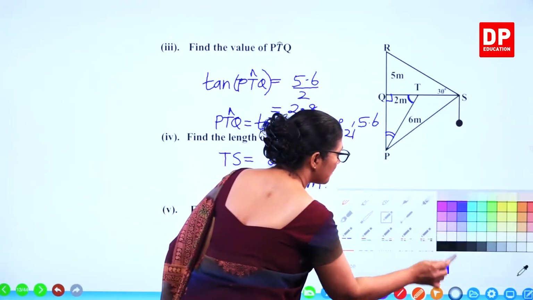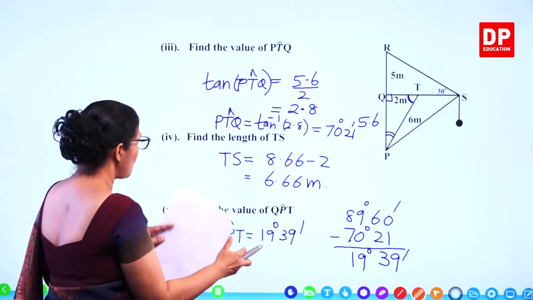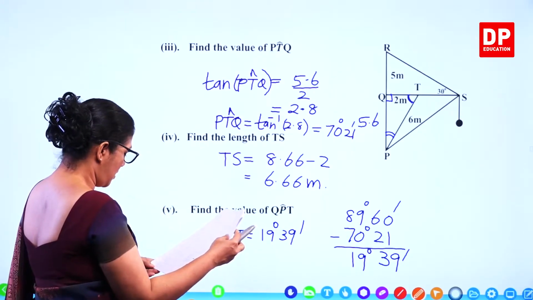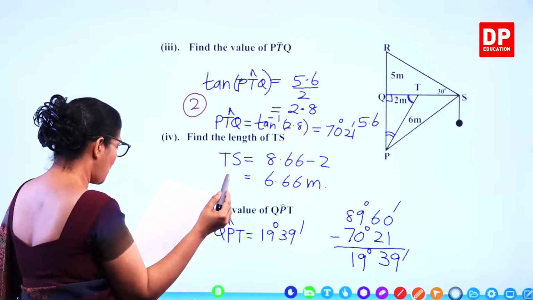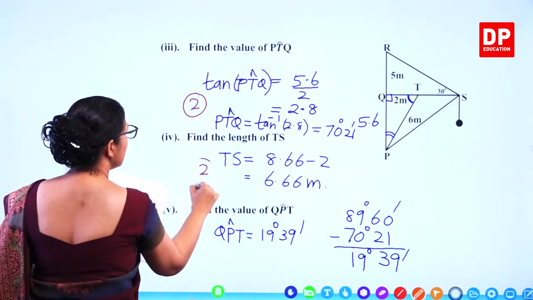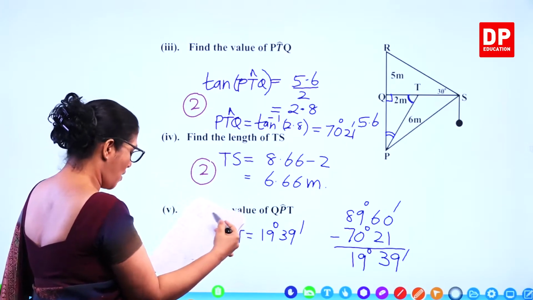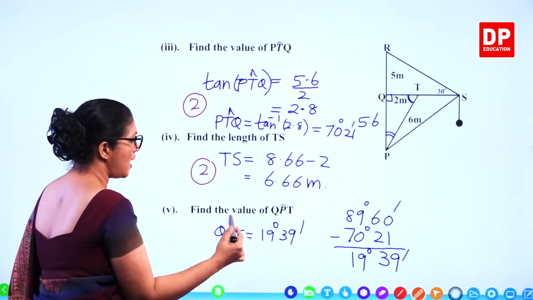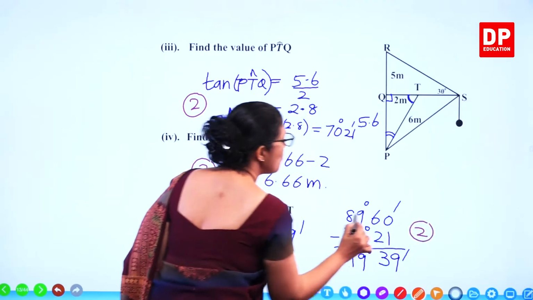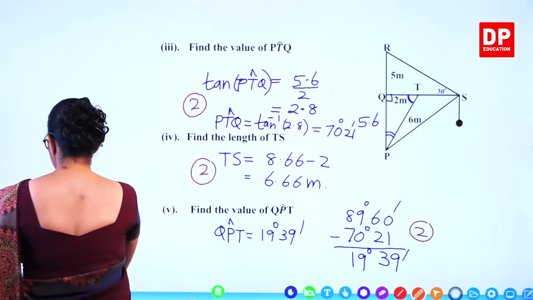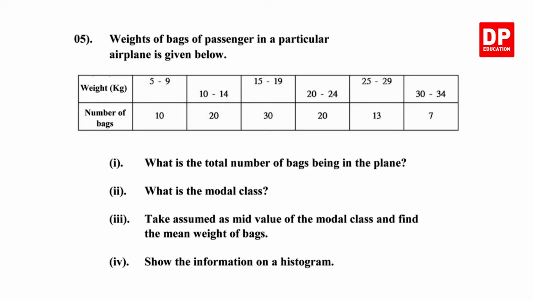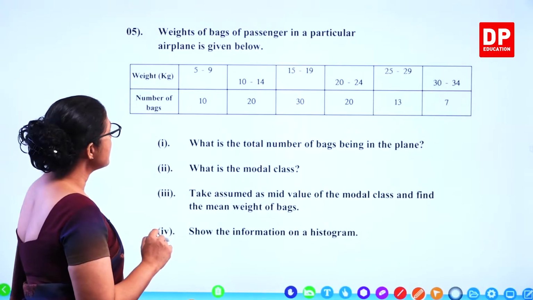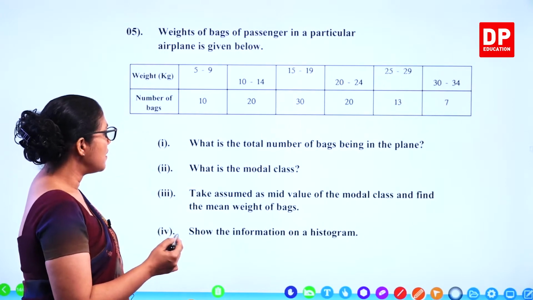So how many marks? So we can give 2 marks for this and 6.66 meters, 2 marks, and subtracting and write down 19 degrees and 39 minutes, that's also 2 marks. So 6 and 4, 10 marks for that question. Let's do question number 5. That's about statistics and you have to find the modal class, mid values.